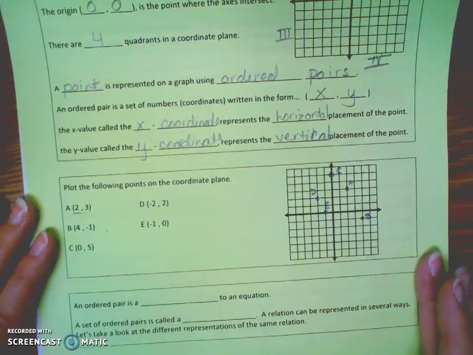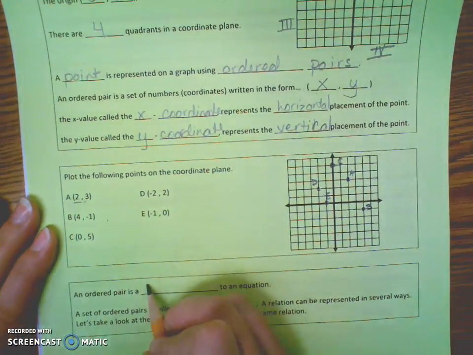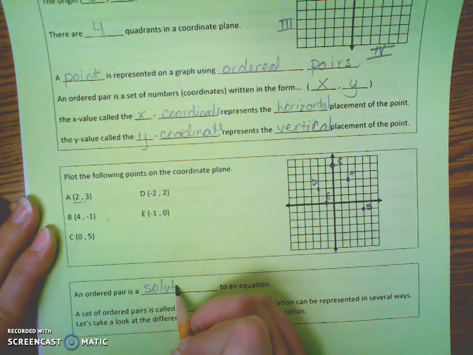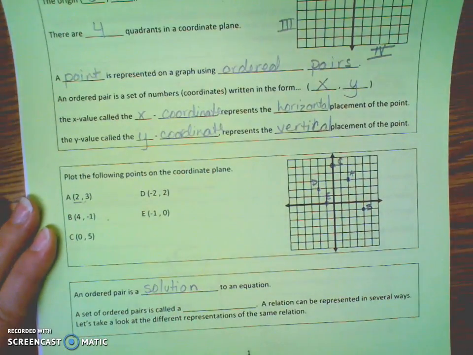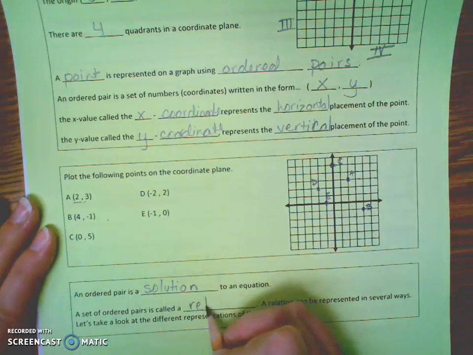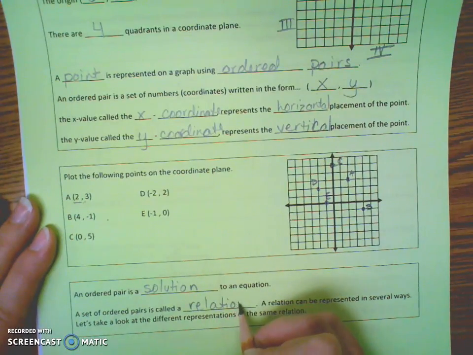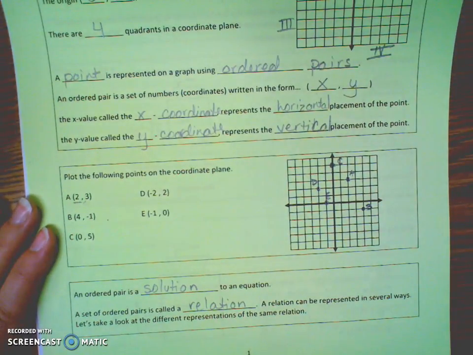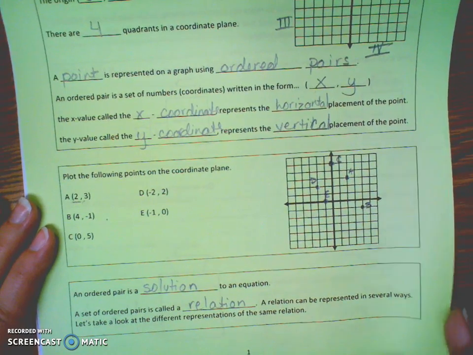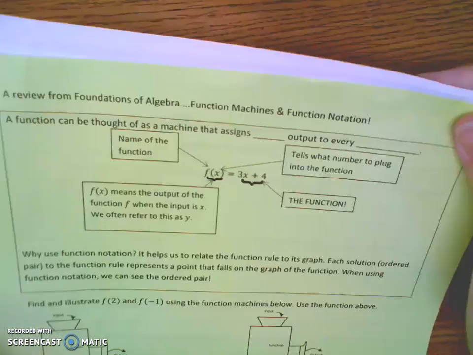And then moving on, an ordered pair is a solution to an equation. Meaning if you have an x and a y in an equation, the ordered pair that is on that line would satisfy that equation. We'll talk more about that later. A set of ordered pairs is called a relation. And a relation can be represented in a few different ways, and we'll take a look at some of those now.